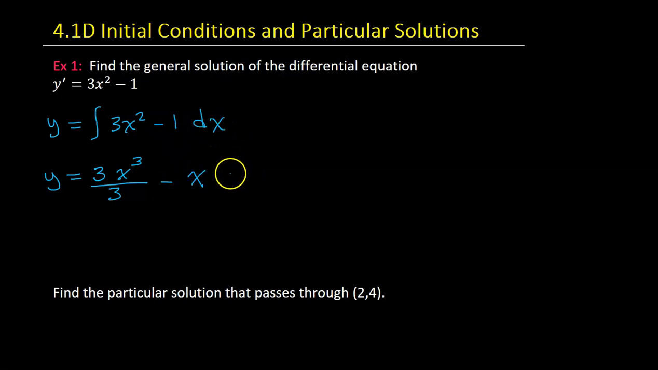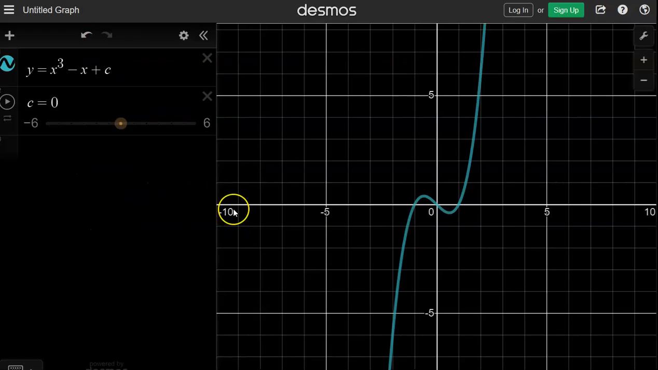And then we must add the constant of integration. Obviously, the 3's are going to cancel each other out, so we get the general solution y equals x to the third power minus x plus c. Because the constant of integration c can represent any constant, then the function y equals x to the third power minus x plus c represents an entire family of functions depending on the value of c.